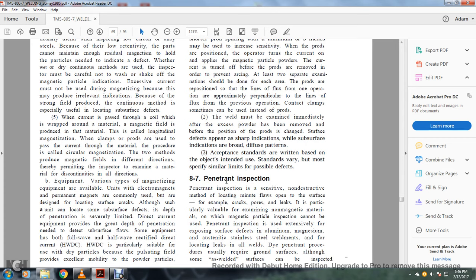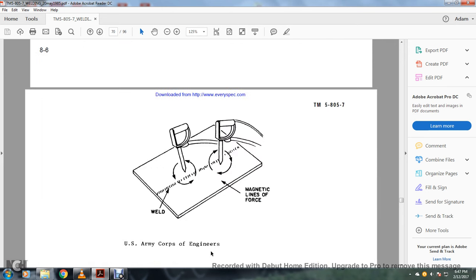Penetration inspection. Penetration inspection is a sensitive and non-destructive method of locating minimal flaws open to the surface, for example cracks, pores, and leaks. It is a particularly available examination for non-magnetic materials on which magnetic particle inspection cannot be used. Penetration inspection is used extensively for exposing surface defects in aluminum, magnesium, and austenitic stainless steel weldments, and for locating leaks in all welds. Dye penetrant procedures usually require a ground surface, although some as-welded surfaces can be inspected.